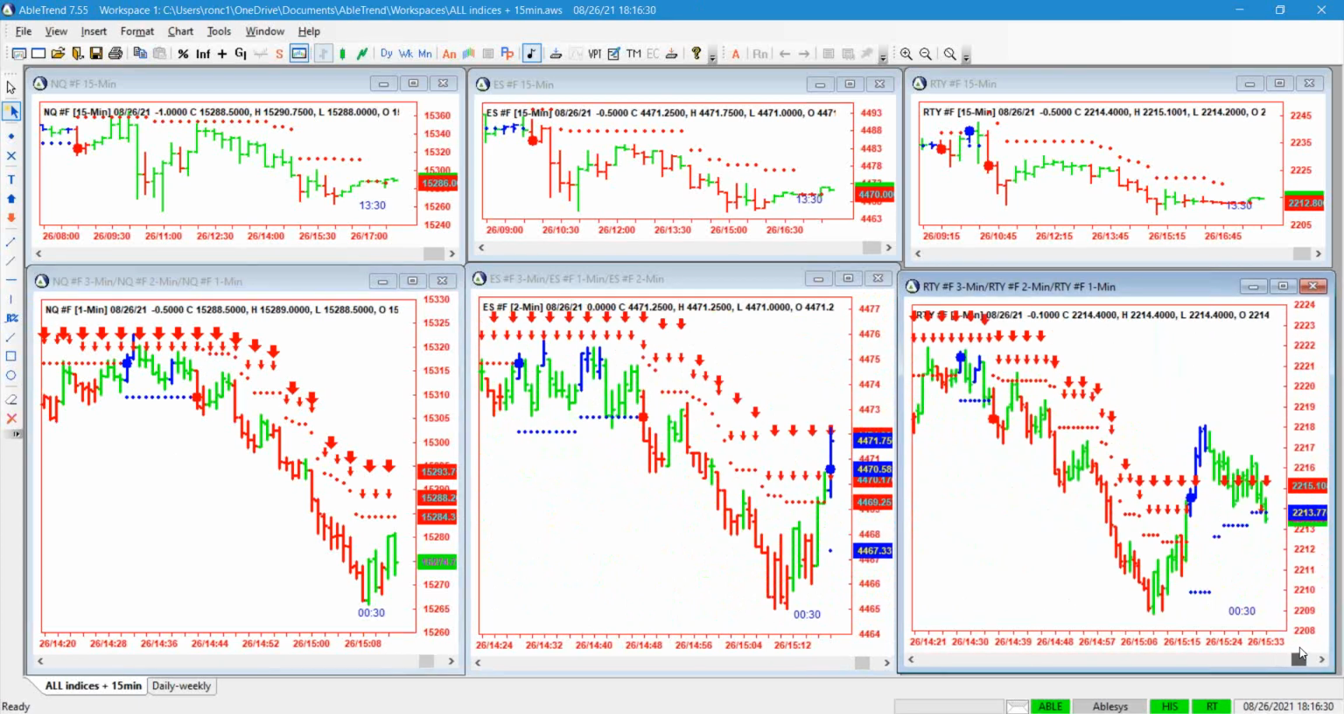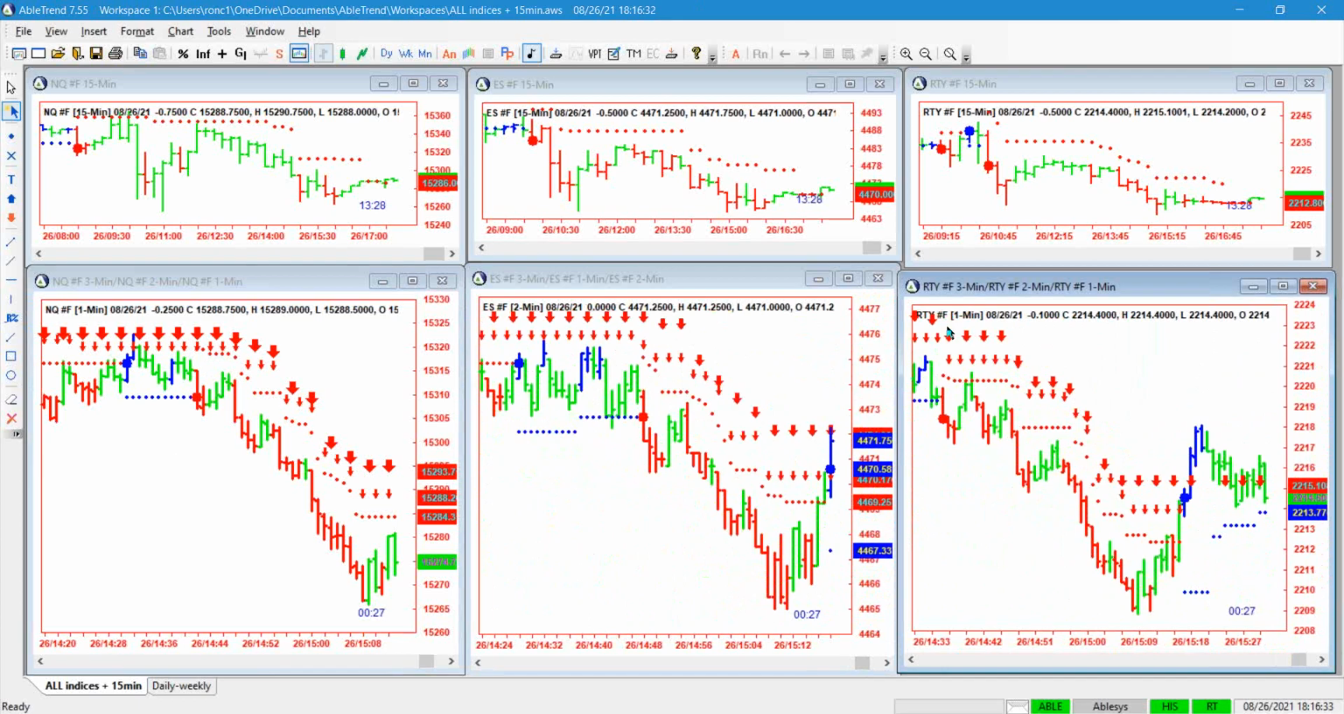RTY is a good one too. RTY had a very good day today too. Triple confirmation on RTY also. Wow, that's really unusual because RTY kind of goes off on its own. So sell signal on RTY, sell signal on ES, sell signal on NQ, sell signal on the 15-minute NQ, ES, and RTY, all 6 charts. You don't see that often.